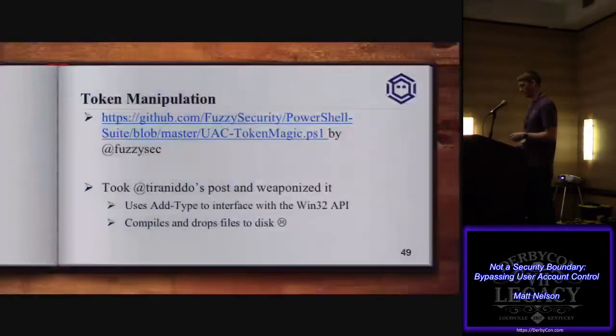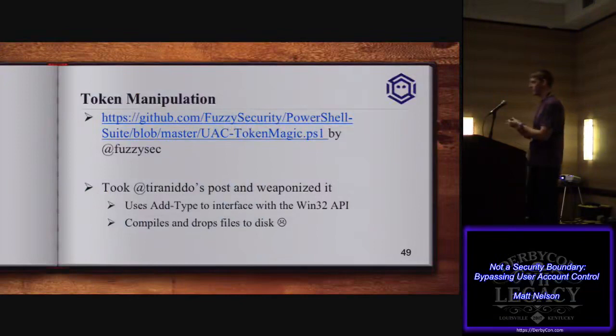So this will just loop the process listing. You can change it so that it does a continuous loop, or you can just do a once-over loop. It enumerates the process listing, finds a target process, and actually steals the token from that process. And that's just what it looks like there. Again, you can find UAC Token Magic by FuzzySec. This is the original POC that uses Add-Type.